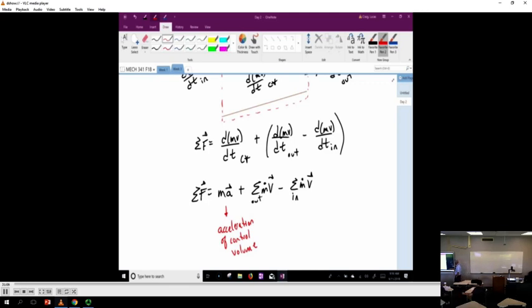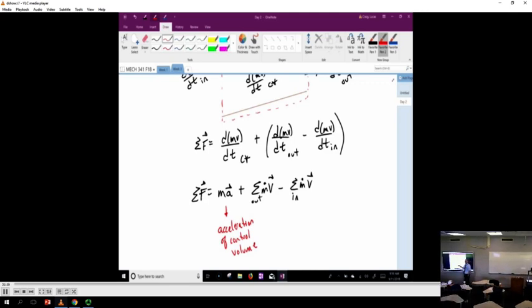Why do you think there are summations on these two? Because you could have multiple things coming in. Like if you have a fire hydrant, you could have 3 or 4 different things coming out. And you might not have anything coming in except for the bottom, so 1. But you could have multiple things coming out.